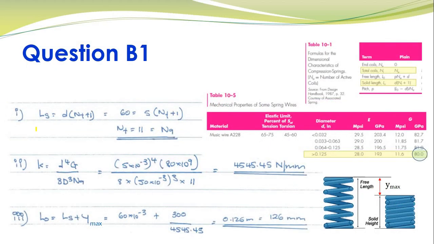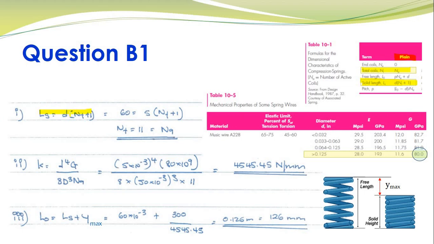So now let's look at question 1. It says that we are to find the number of active coils. So we know that we have plain ends. So for plain ends, in table 10-1, we can go to this table and then look for the column which contains information for plain ends. And in this table, we are only going to look at the relationship between total coils and then the solid length. So when I read information from this table, you'll see that your solid length is simply equal to d into NT plus 1. So this is what I have here.